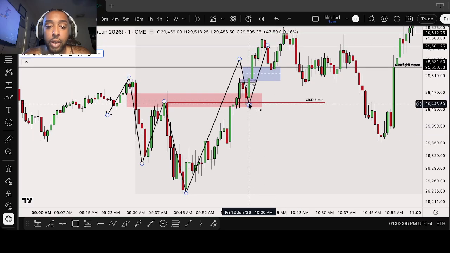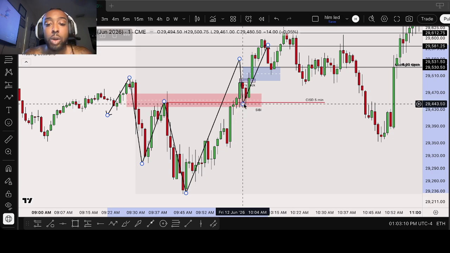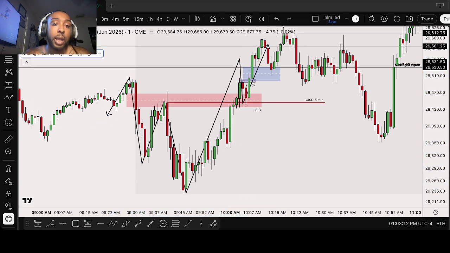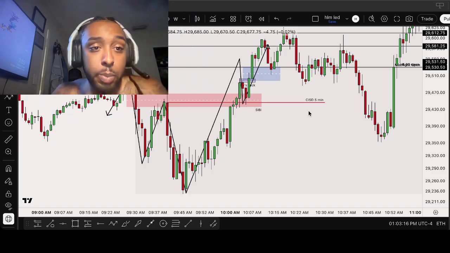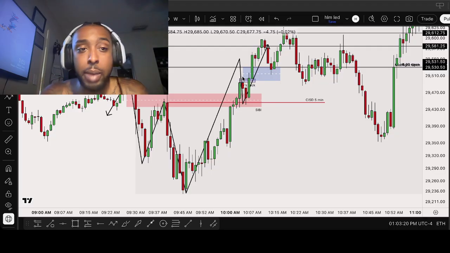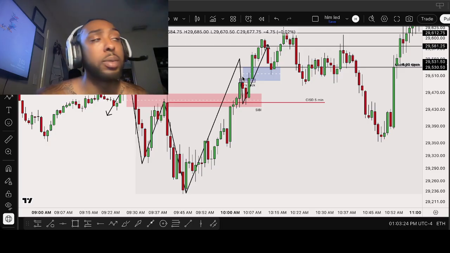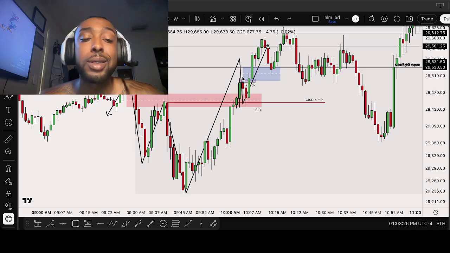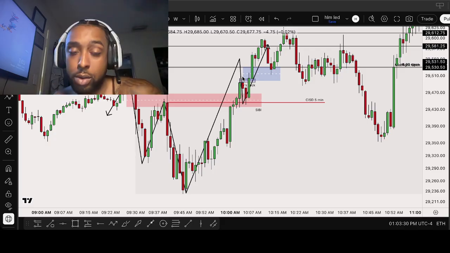These inverse fair value gaps, especially when it's coupled with the 5 minute and it's coupled with other things on the 1 minute, right? So these are the plays that I'm going to be most likely taking. These bullish breakers, these bullish inverses, or bearish inverses, or bearish breakers, it don't really matter. But preferably, it's going to be bullish plays because I know the market likes to go up 73, 74% of the time.